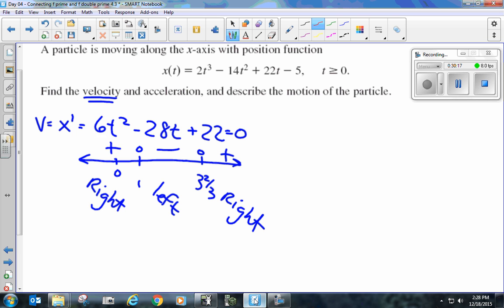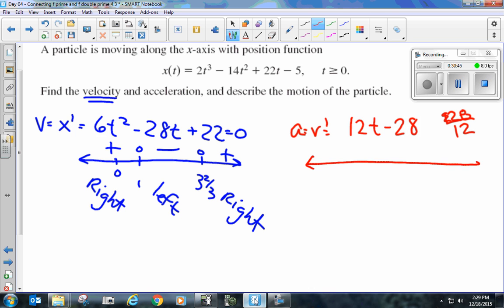And what is acceleration? That's the derivative of velocity, which would be what? 12t minus 28. So that'd be 28 over 12. 14 over 6. 7 over 3. That's 2 and a third, 7 thirds.